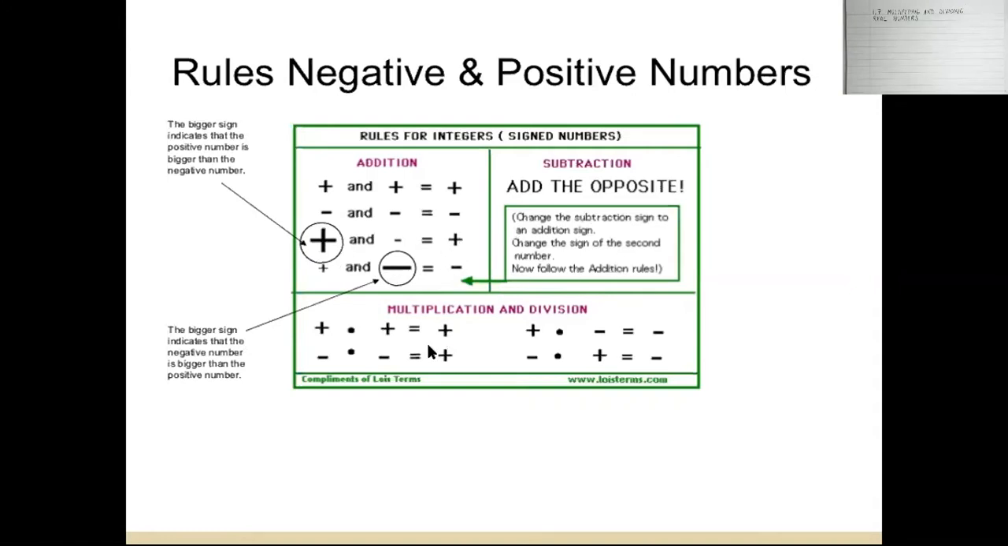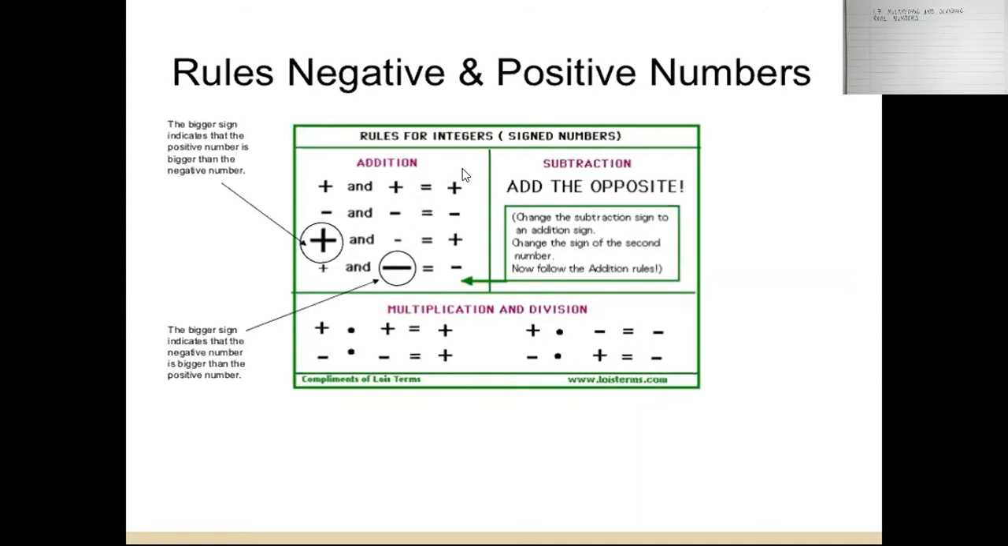All right, so now down here we go to our multiplication and division. Again, these work whether I'm multiplying or dividing. If I multiply a positive and a positive, I get a positive. When I multiply a negative and a negative, I also get a positive. So if the signs are the same and I'm multiplying or dividing, my answer is always positive. When my signs are different and I'm multiplying or dividing, my answer will always be negative.